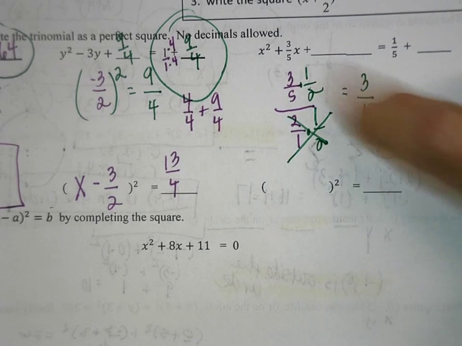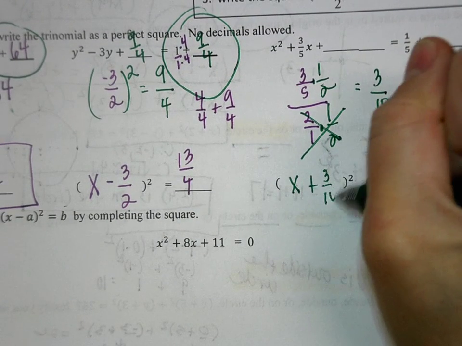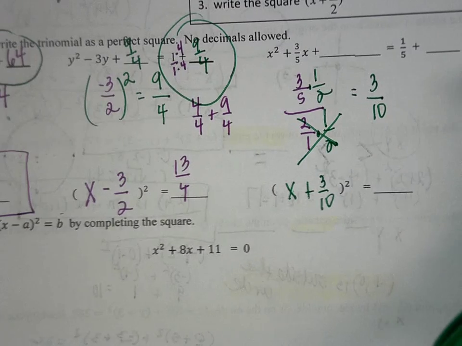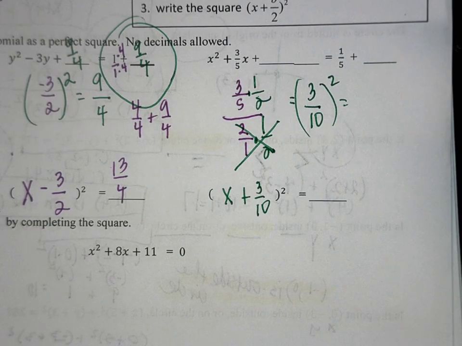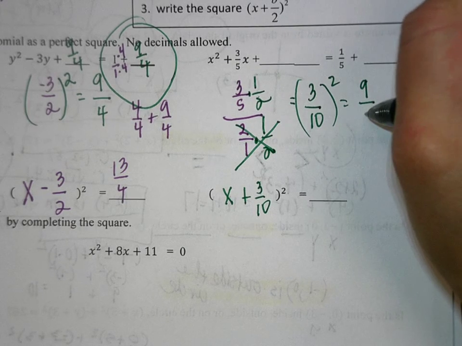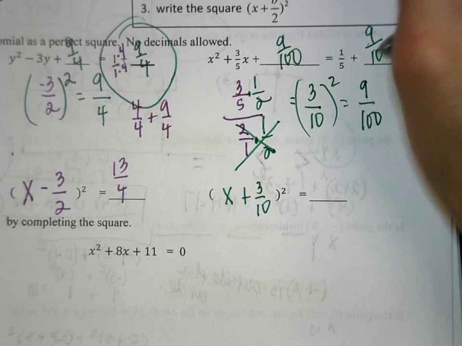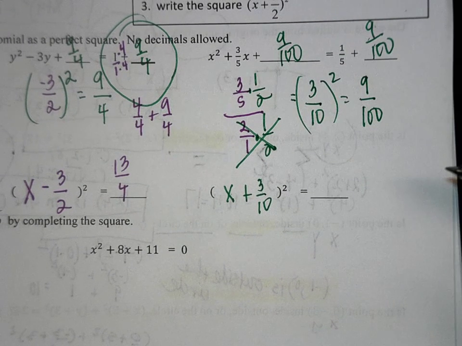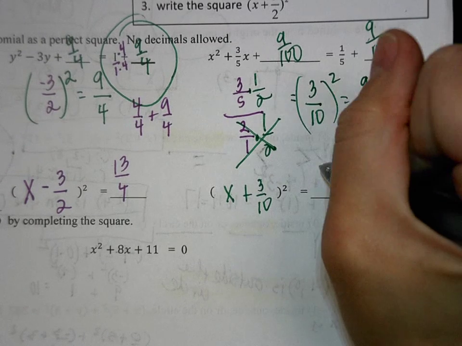So that means down here, this is x plus 3/10. And then what do we need to do? Square it. When you square it, what does that become? 3 squared is 9, 10 squared is 100. So 9 over 100 goes into each of these. Now you guys know that in order to add these, you have to get a common denominator. The common denominator would be 100, okay? And so when you end up adding them together, we end up getting 29 over 100.